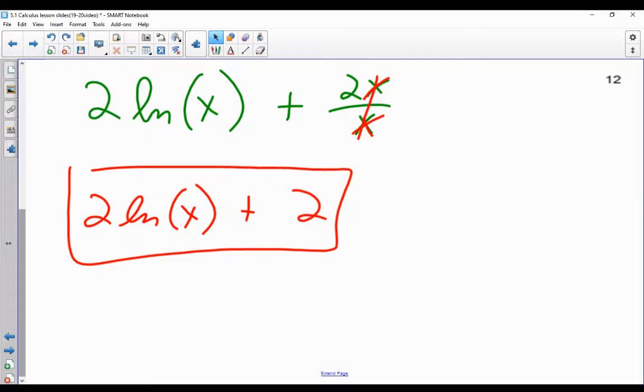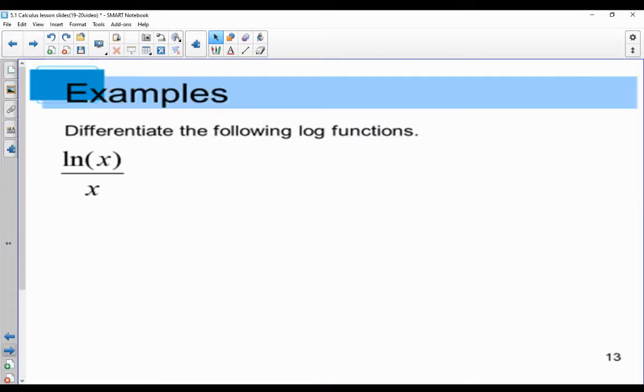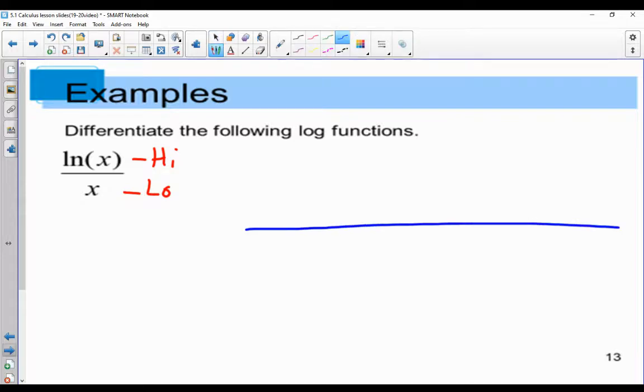Now let's do some examples where you have to use the quotient rule. Again, we've already reviewed the quotient rule, low D high, high D low, bottom squared, ready to go. So let's go ahead and apply that to this one. So this one, here's your high, and then here's your low. Let's go ahead and set it up over here. So first, we got to do the low. Your low is going to be x.